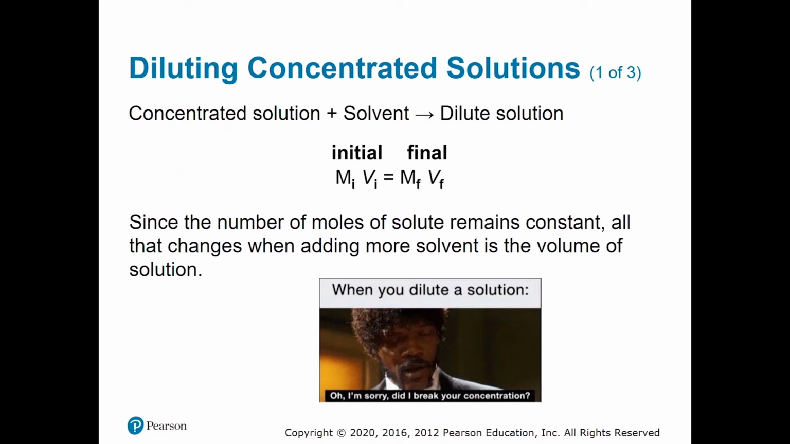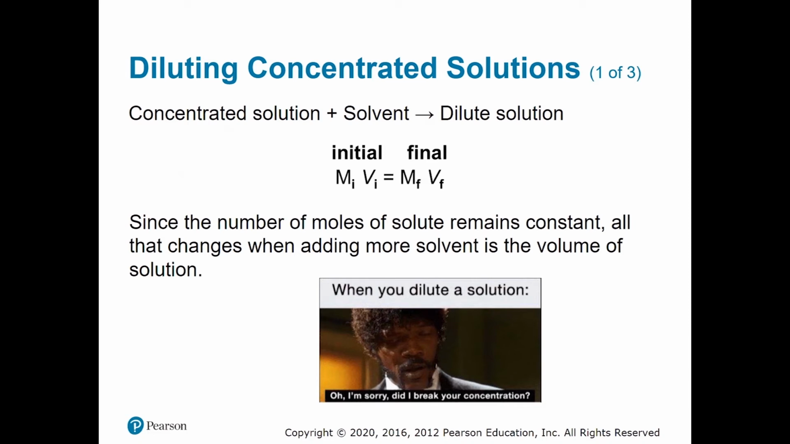The operating principle here is that when we measure out a certain volume of the concentrated solution, we know how many moles of the solute are present based on its molarity and volume. If we then add more pure solvent, we have the same amount of moles of solute that we started with, but now dispersed throughout a larger volume. The equation for this is that the initial molarity and volume used of the concentrated solution, multiplied together, will equal the resulting molarity and volume of the dilute solution produced.